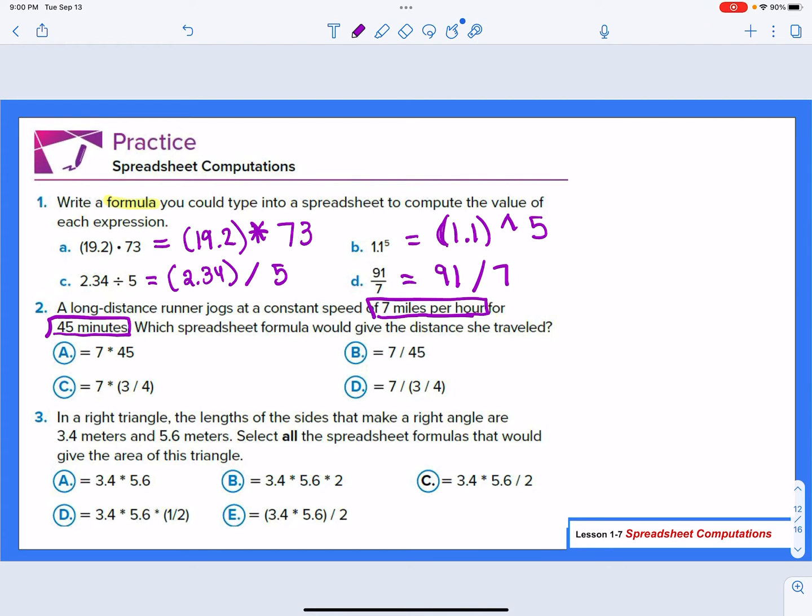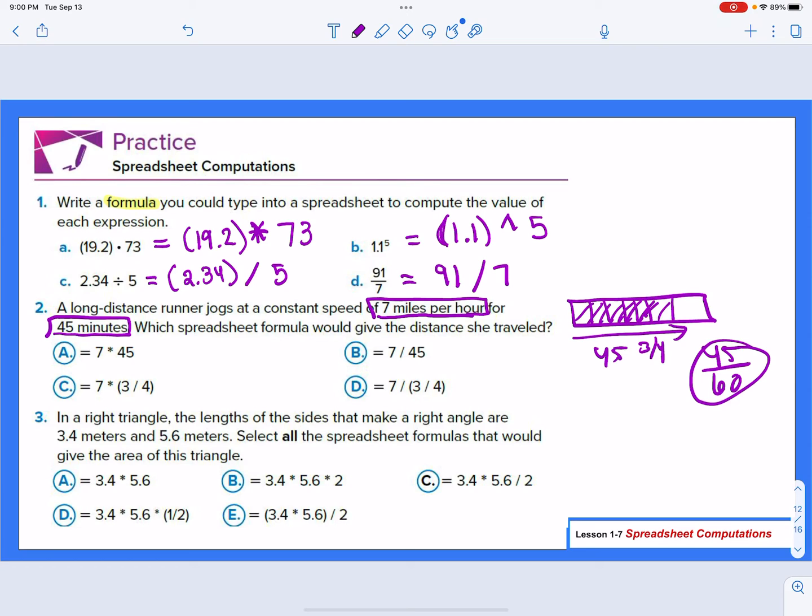If we go 7 miles in a whole hour, if this is my hour here, 1, 2, 3, 4, 5, 6, 7, we didn't fill them all the way up. We only went 3/4 of the way. 45 minutes is 3/4 of an hour because it's 45 minutes out of 60. So we didn't complete it. We know we're not going to have all this filled up. We didn't get 7 miles. I should have an answer less than 7.